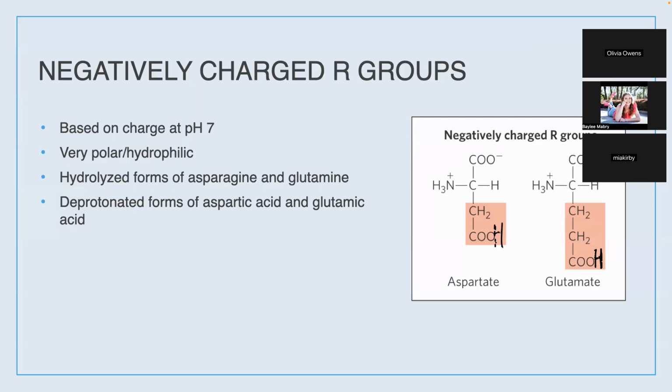I didn't want that to be confusing. If I ever say aspartic acid, you're like, what the heck is that? It's just the protonated form of aspartate. All good. Sorry, I know this is like watching paint dry, but it's got to be done.